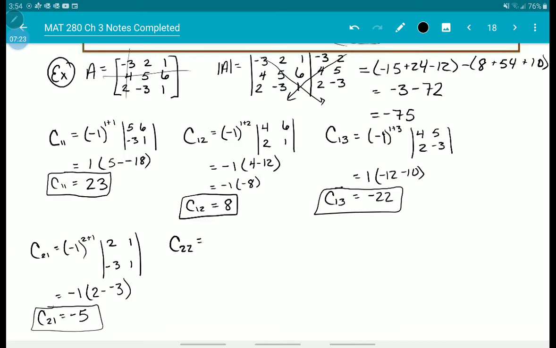C22. So now we're taking out second row, second column. Negative 1 to the fourth is a positive 1. We're going to get a negative 5 for that.